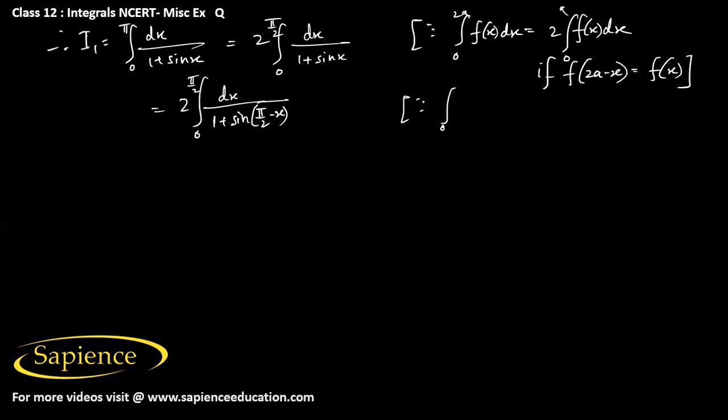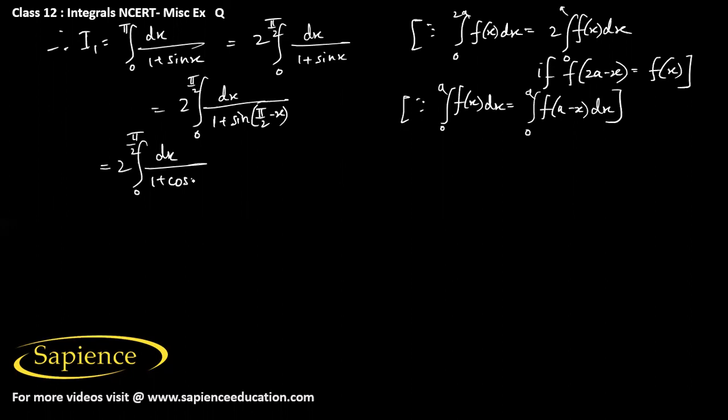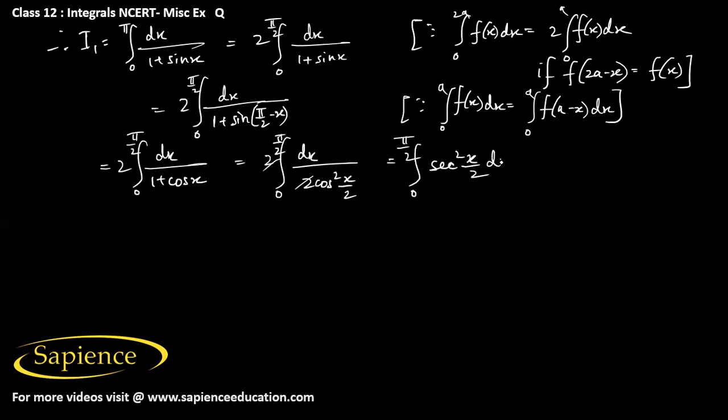Why? Since we know that the integral from 0 to a of f(x) dx can be written as the integral from 0 to a of f(a minus x) dx. So this will be equal to 2 into the integral from 0 to pi by 2 of dx by 1 plus cos x, since sin(pi by 2 minus x) is cos x. So this we can write as 2 into the integral from 0 to pi by 2 of dx by 2 cos square x by 2. So this 2 and 2 will cancel out. This will be the integral from 0 to pi by 2 of sec square (x by 2) dx.